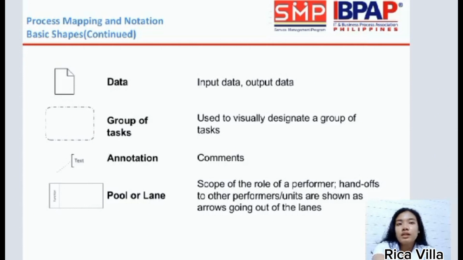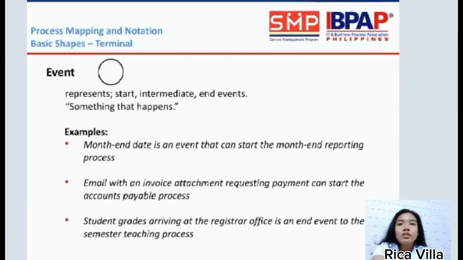So if you are a little confused by the concept of process mapping and notation, in the next slides we will discuss each one and give examples for us to understand it better. So let's go to the event. An event represents start, intermediate, or end events, something that happens. Here are some examples.